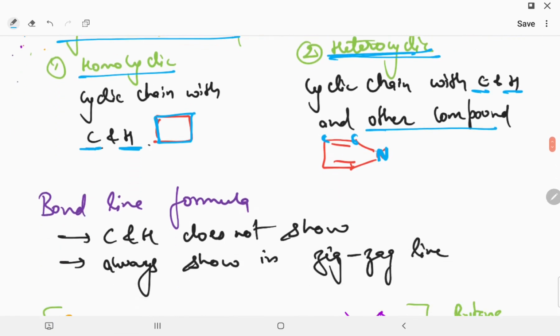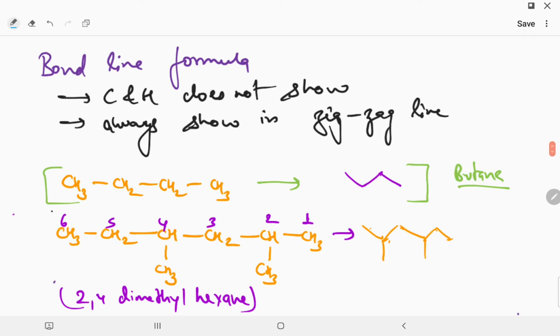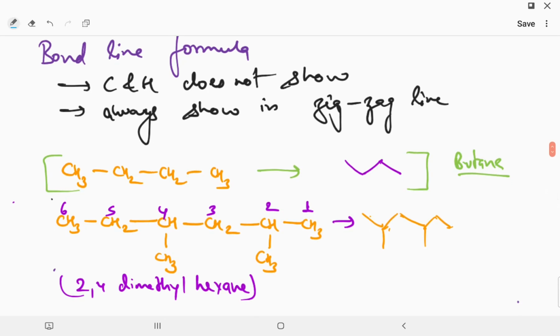Okay, now understand bond line formula. Now we start with bond line formula. Why do we start with the bond line formula? Because if we write it like CH3 CH2 CH2 CH3, we have to write in a very long way. So in organic chemistry, we use the bond line notation formula, in which we do not show carbon and hydrogen, and always show it in a zigzag line.